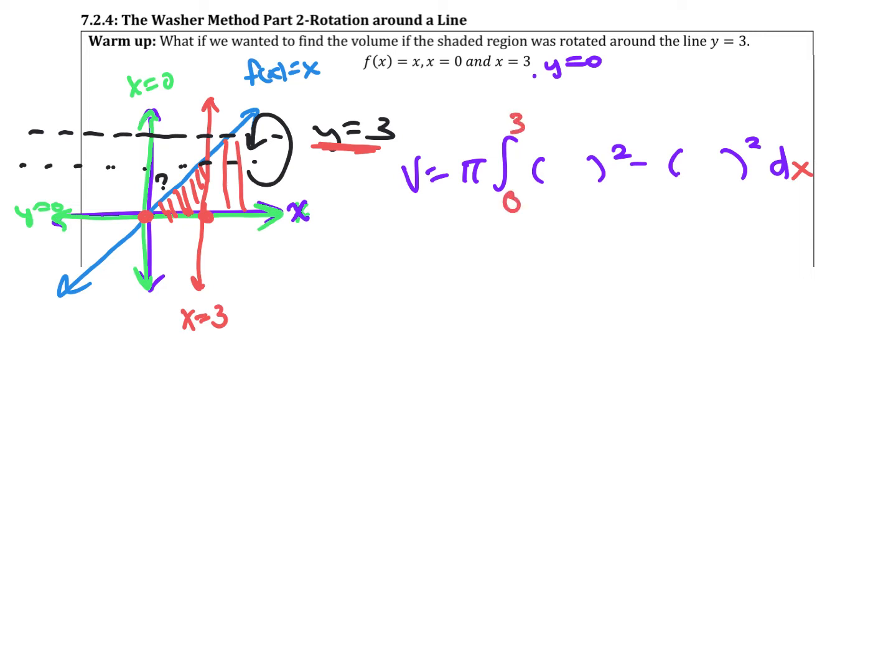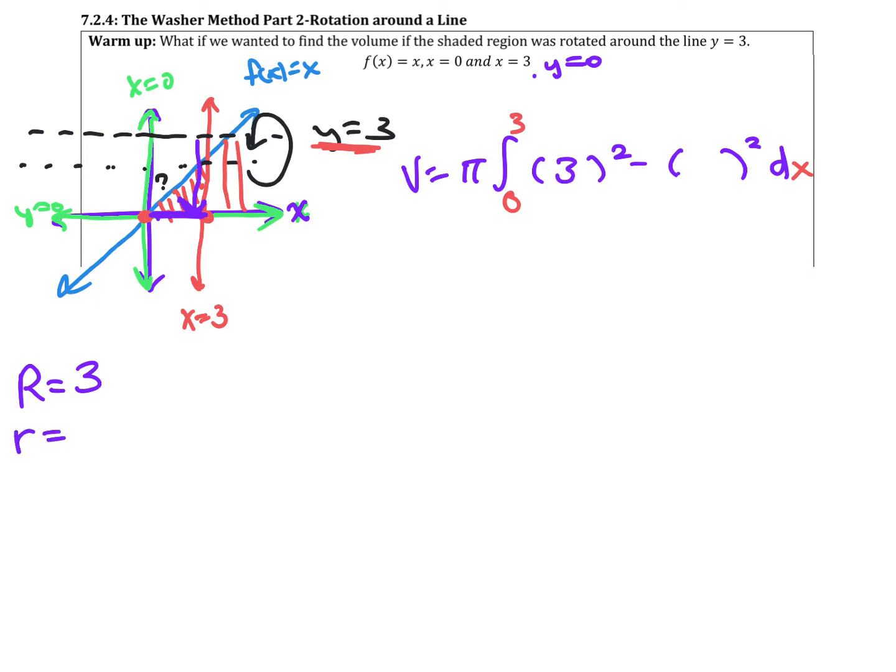Now we need to identify what our big and little r values are. So if I look at the axis that I'm rotating from and I go down to the edge of our shaded area here, what is that length? That length is our big radius, and that length is 3. If you actually just measured from the line y equals 3 down to where this graph ends, which is y equals 0, that has a length of 3. So that's going to be our big radius.